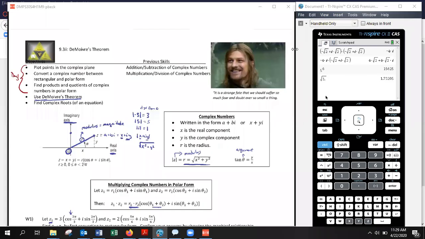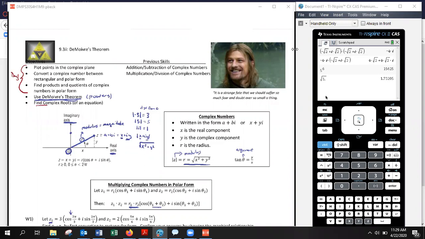All right, welcome to part two in our exploration into DeMoivre's theorem. In part one's video, what we did was we set up a lot of the ideas, hit some of the individual skills, and set the ideas that allow us to use DeMoivre's theorem, a lot of times for powers. What we're going to do now in our second video is find complex roots.